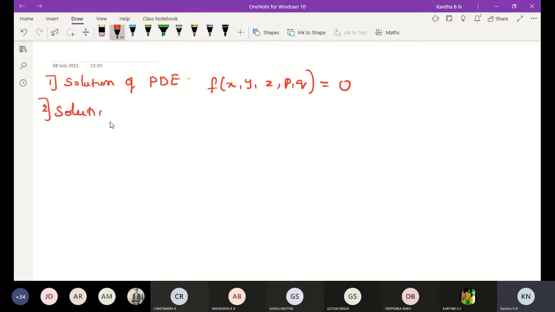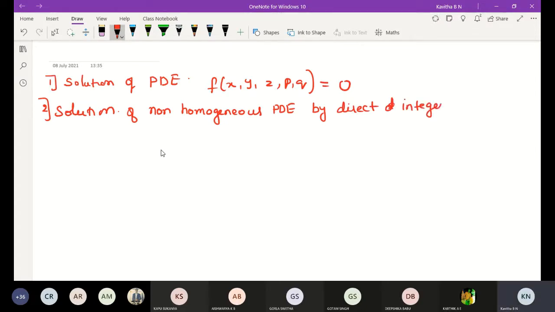Solution of non-homogeneous PDE by direct integration.